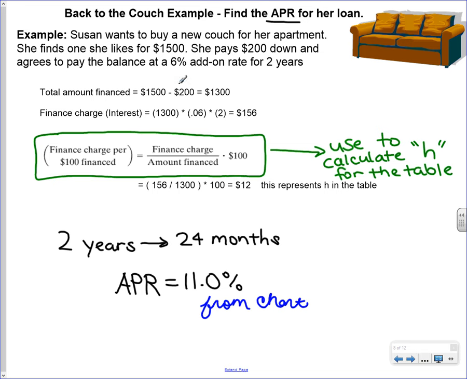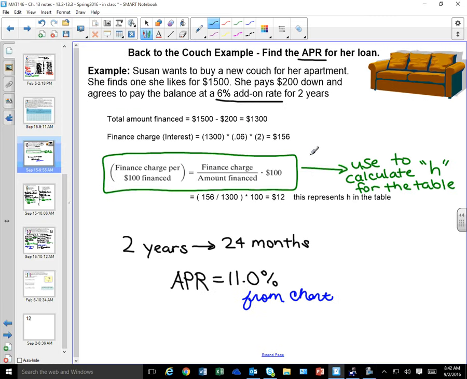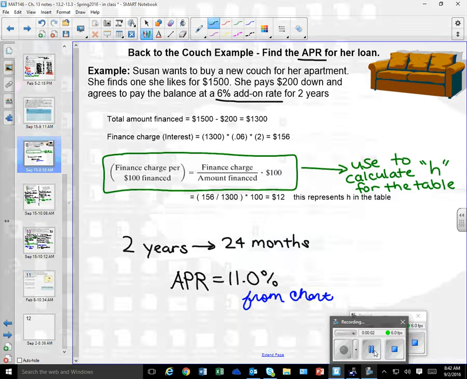So what we're saying is that this 6% add-on rate is not an APR. That doesn't tell us what we're going to be paying per year, what the annual percentage rate is. That's just saying we're adding on 6% for 2 years onto this amount that we're borrowing. It doesn't tell us what the APR is. So if I was given an APR for a loan or something else, I couldn't just compare that to this. I've got to have something to be able to compare, apples to apples.